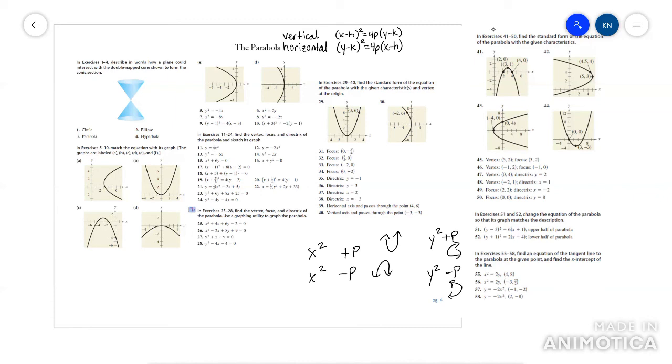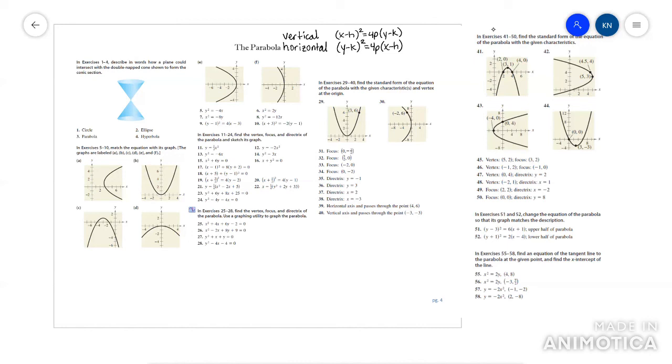Also, another thing to know is that the p-value is the distance to your focus, whatever it is. So it's also the distance to your directrix. And when I say distance to, I'm talking in terms of where the vertex of that parabola is. So if the distance to your focus is 2, then the distance to the directrix is 2, okay? You should have a decent background of that already from Algebra 2, but let's dive into some of these problems.